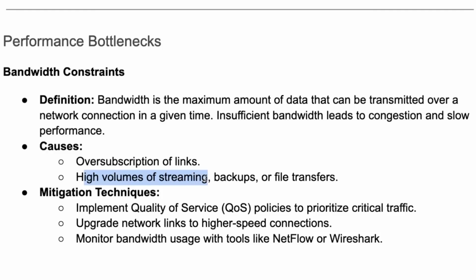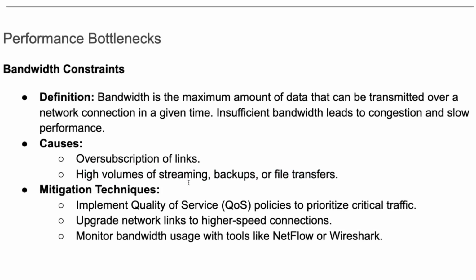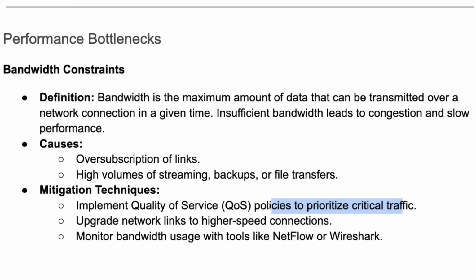It could be a high volume of streaming or backup or file transfers that are happening all at the same time. And the mitigation would be to implement quality of service policies to prioritize critical traffic, to make sure that the stuff that should be getting across the network or outside of the network can do that before some kind of streaming or whatever, like some BS thing that people are trying to do. So the quality of service policy prioritizes the important traffic. And then you upgrade your network link to higher speed connections, which is a really good idea.